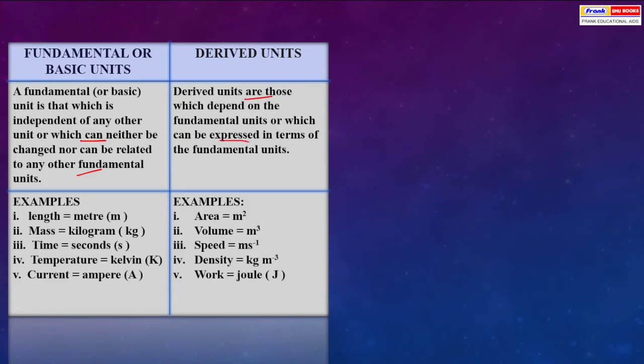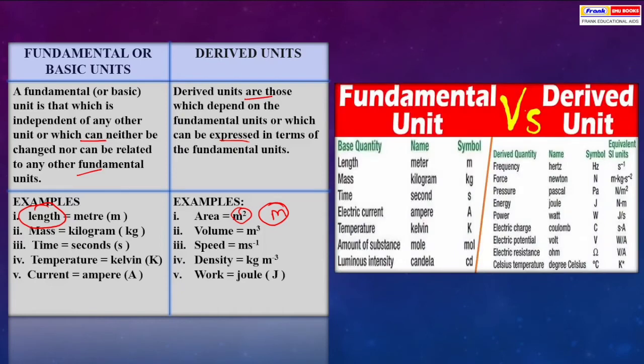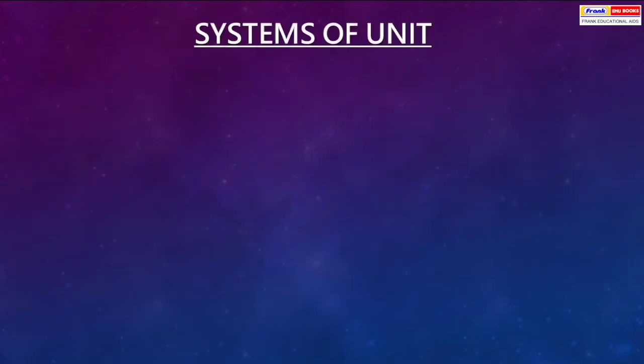Let's have a look at an example. For area, we have the unit called meter square, and this meter has been derived from the fundamental unit of length. So area has the unit meter square, and meter square is basically a derived unit of length. So this is basically the dependency concept, and here you can see the clear distinction between fundamental unit and derived unit.